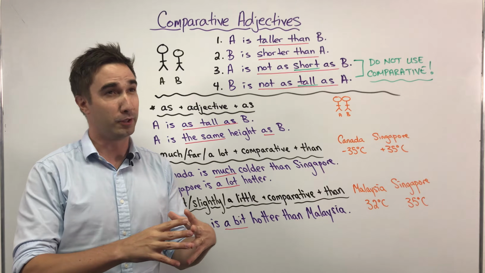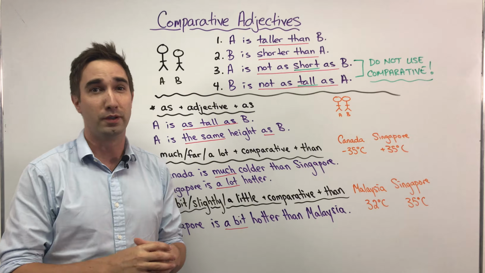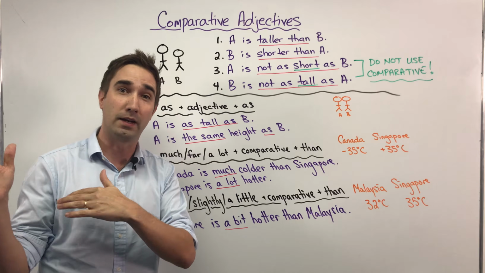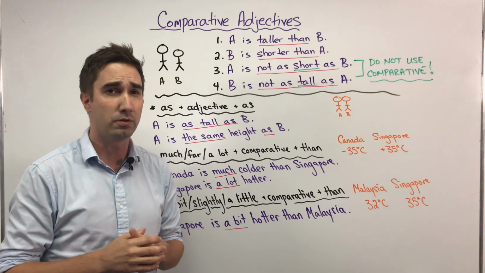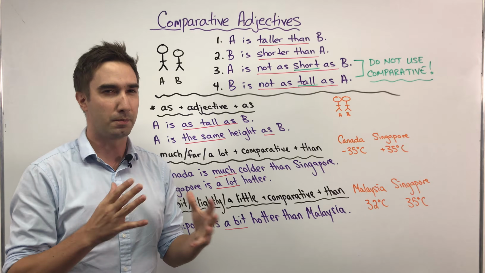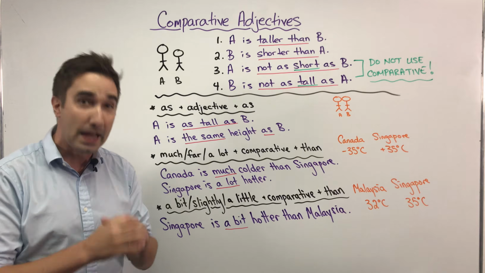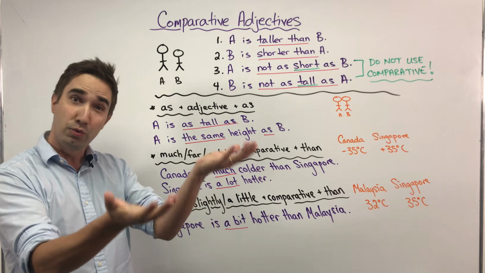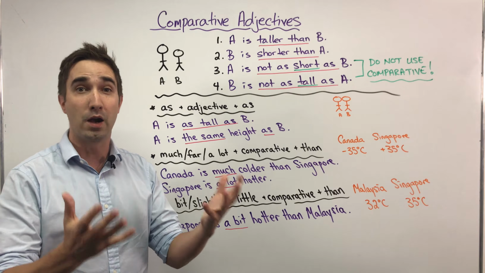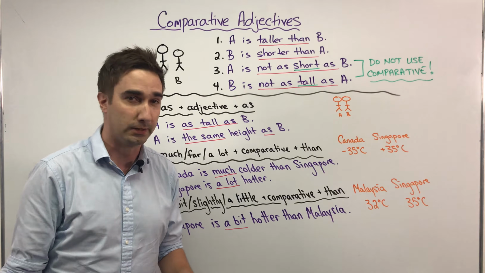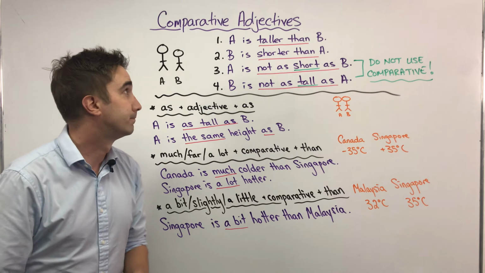This is probably video number 2 or 3, so if this is confusing, you might have to go back and check out some of our other videos. But this is a pretty basic rundown of how we use comparative adjectives. I want to talk about two things, and I want to compare those two things. So let's get to it.